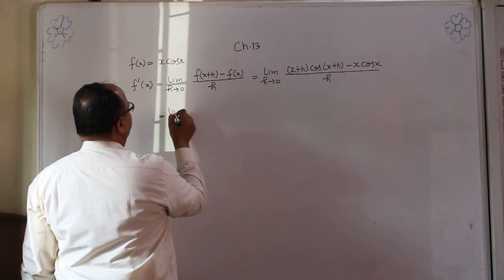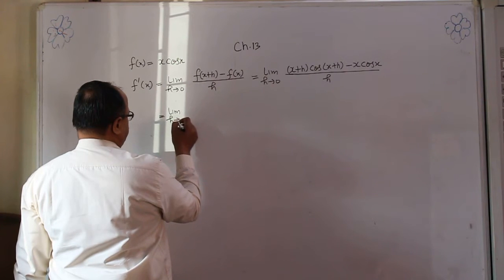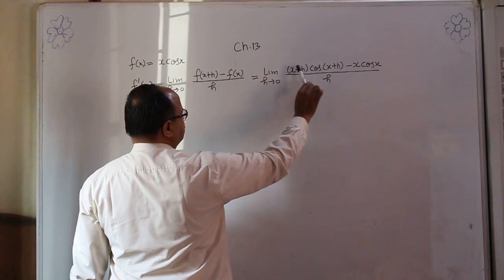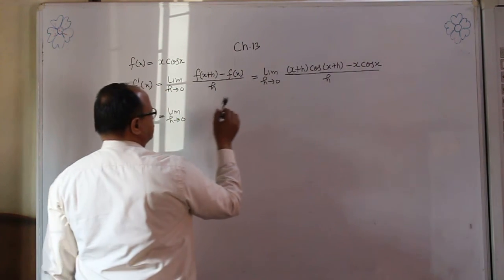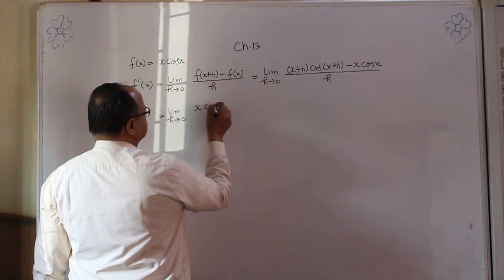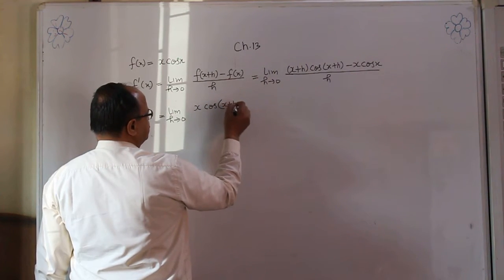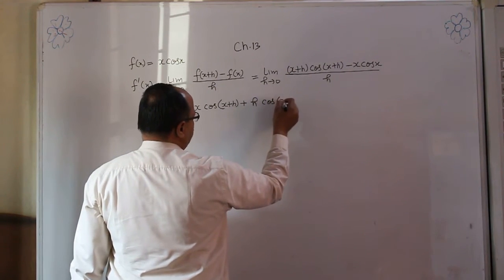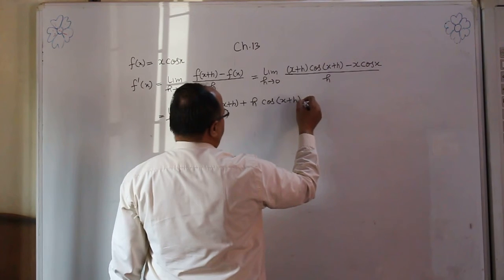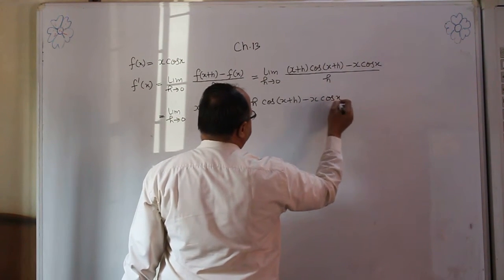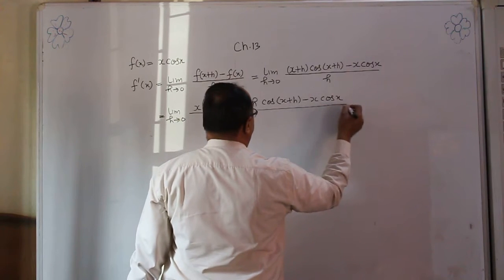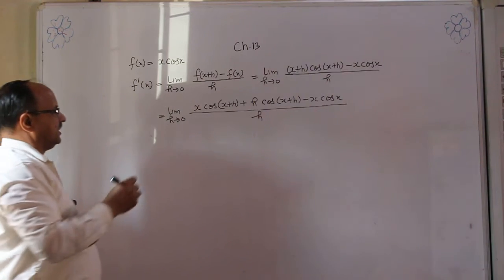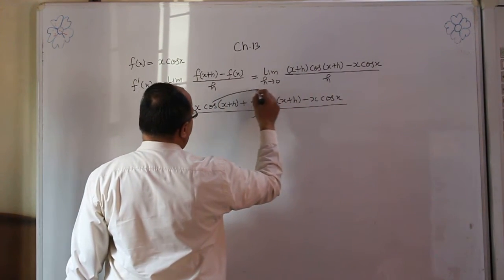Now, limit h approaches to 0, cos of x plus h multiplied by x, plus cos of x plus h multiplied by h: x cos of x plus h plus h cos of x plus h, minus x cos x, divided by h. Clear? Now from the first and the last term you can take common.